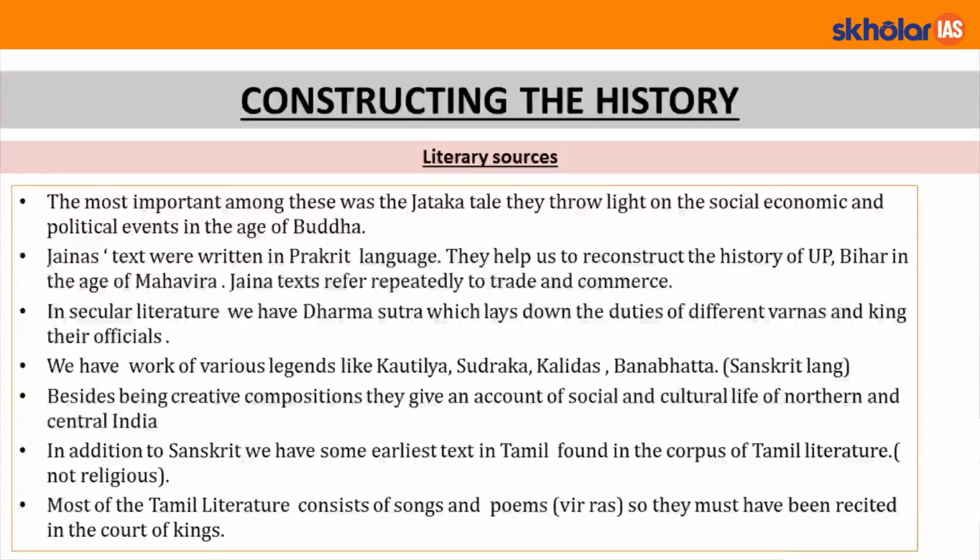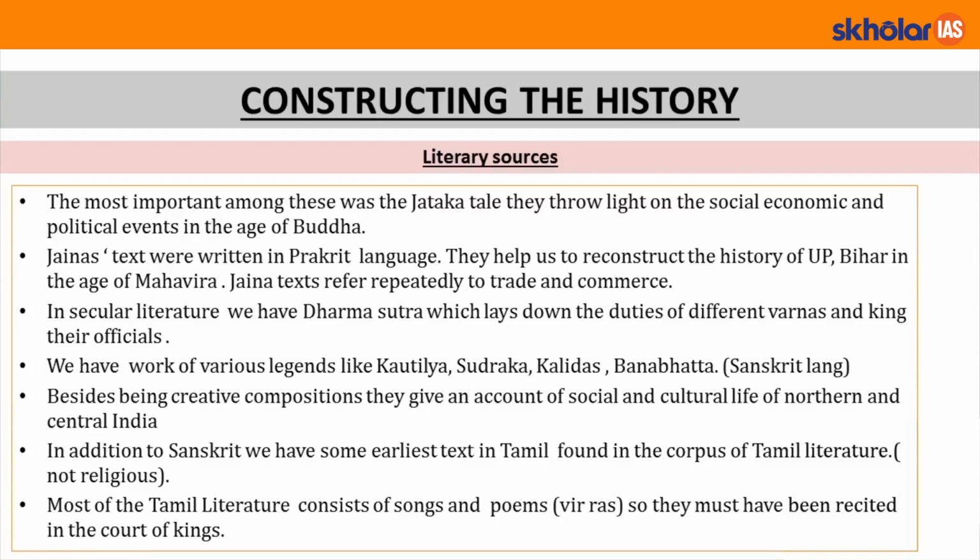Let's move forward. The most important among these Buddhist texts are the Jataka tales. They throw light upon the social, economic and political events in the age of Buddha. These Jataka tales are the stories of the previous births of Buddha. The Jain texts were written in the Prakrit language. They help us to reconstruct the history of UP and Bihar in the age of Mahavira. This UP Bihar is the region where the birth of Jainism took place in ancient India. Jain texts refer repeatedly to trade and commerce as well.